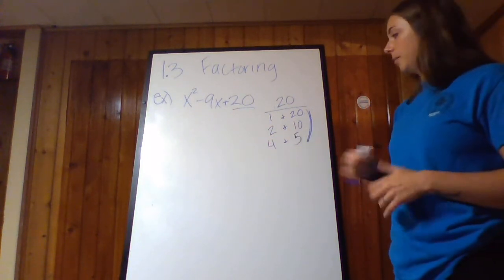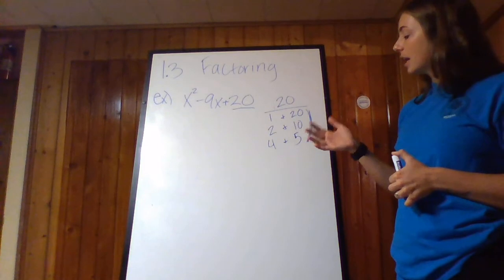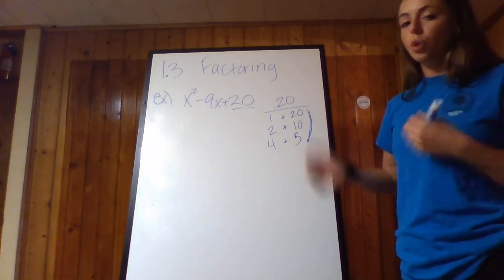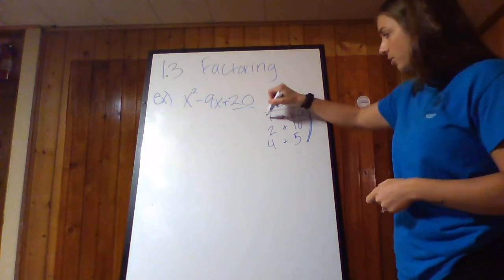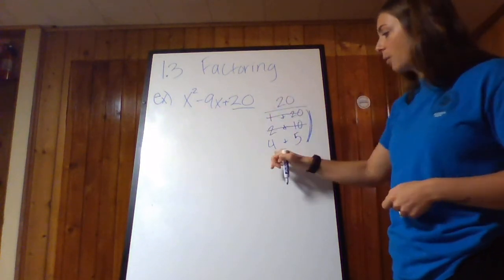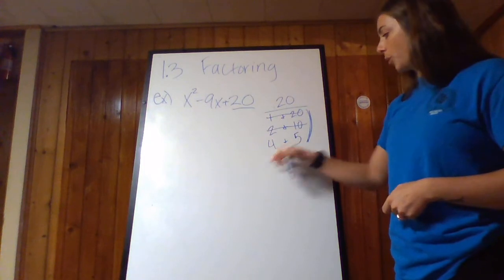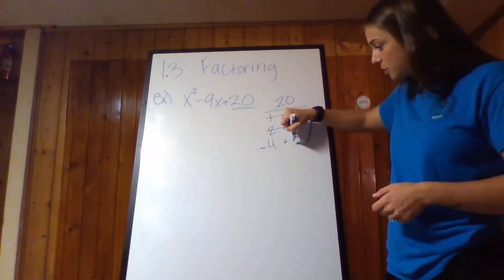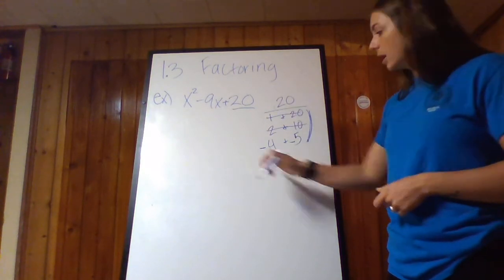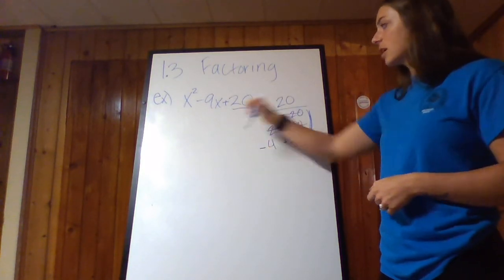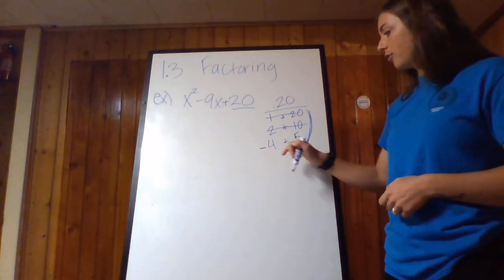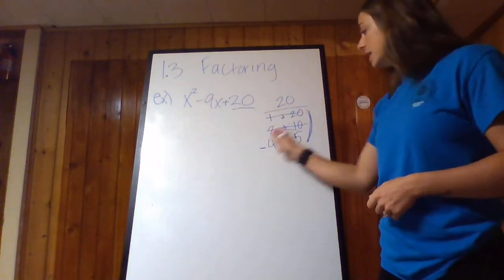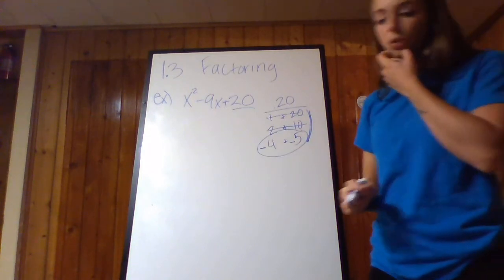None of those are 9. So 2 and 10. If I add 2 to 10, I'm getting positive 12. If I subtract 10, I'm at 8. So those aren't working either. Okay, so this one didn't work, this one didn't work. Now with 4 and 5. 4 plus 5 is 9, but what if I make these both negative? Okay, negative 4 times negative 5 is positive 20. Negative 4 plus negative 5 is negative 9. So these are the 2 that I'm going to use.